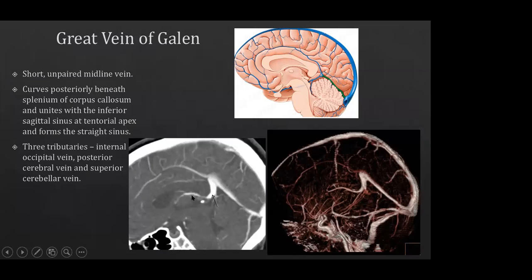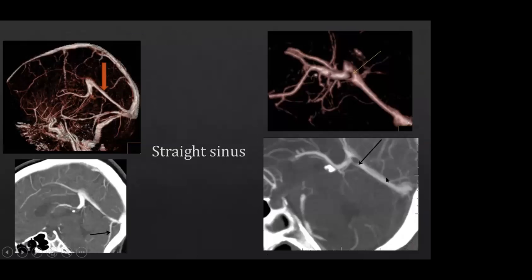It drains not only the internal cerebral vein and the basal vein, but also the inferior sagittal sinus, and it drains some of the occipital veins as well as the superior cerebellar vein, which you can see just about here. So that's the location of the vein of Galen, which will then continue as a straight sinus in the midline, which is what we are seeing here. So this is a straight sinus, which is indeed parallel to the superior sagittal sinus.